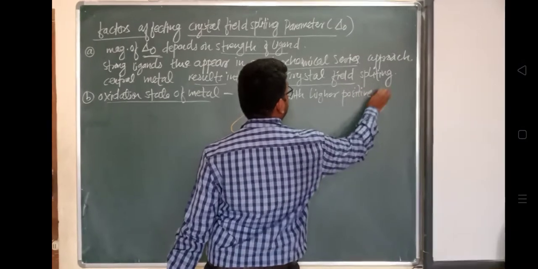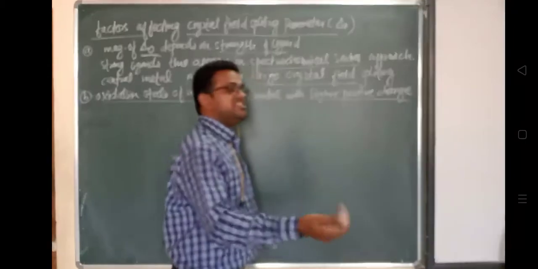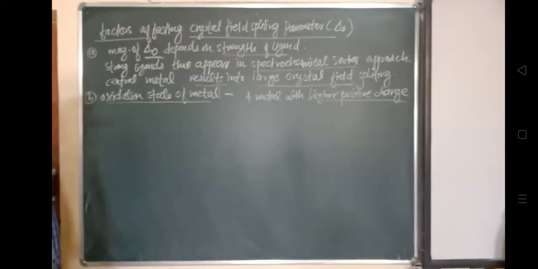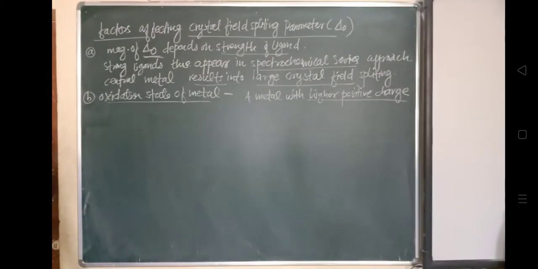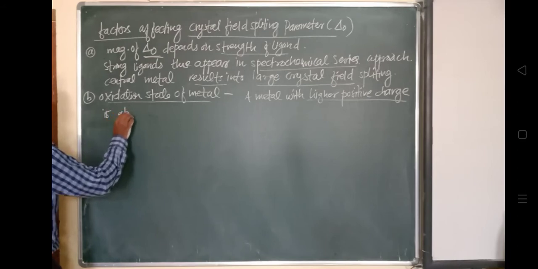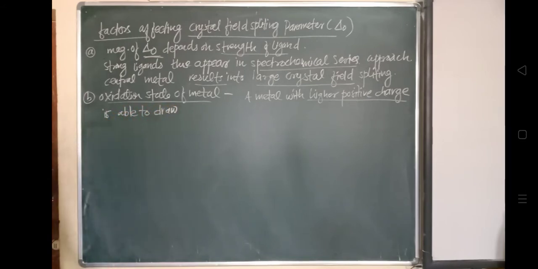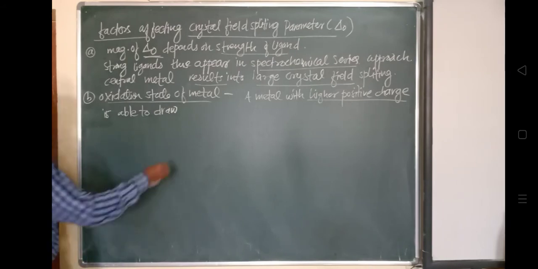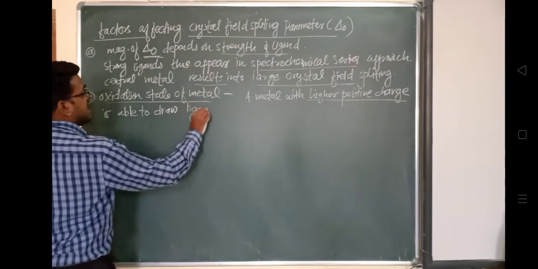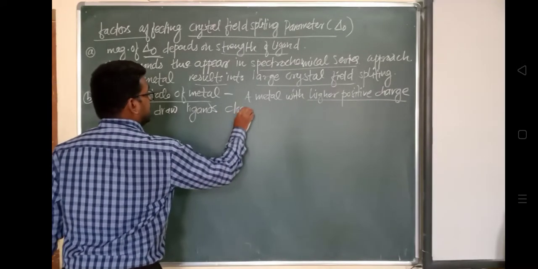what is the meaning of this higher positive charge? Higher positive charge means higher oxidation state, higher oxidation number. So a metal with higher positive charge is able to draw ligands very close to it.